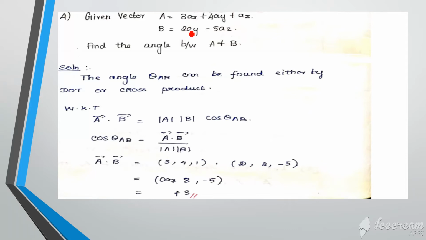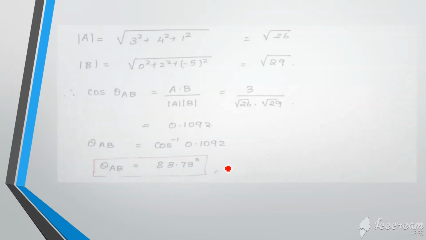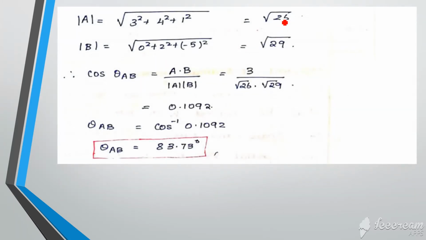3 into 2, here the x coordinate is not there, so 3 into 0, then 4 into 2 becomes 8, 1 into minus 5 becomes minus 5. So 8 minus 5 becomes 3. Then we need to find mod of A is root 26, mod of B is root 29. Substitute all these three values in this formula. Cos theta AB is equal to 0.1092. Simply take the inverse, we get the answer as theta AB equal to 83.73 degrees.